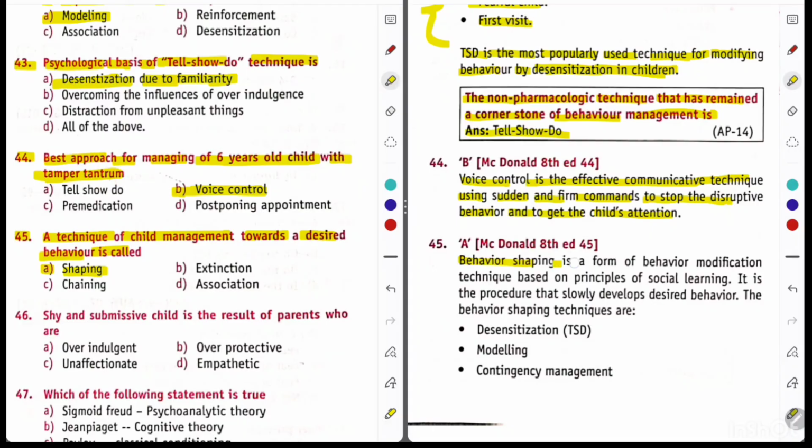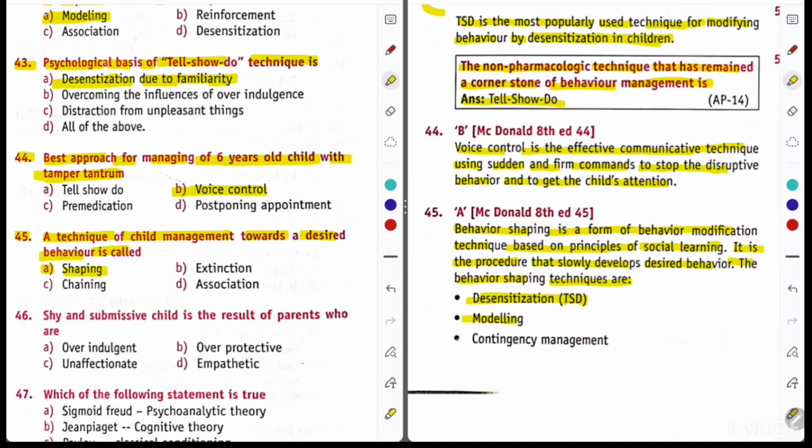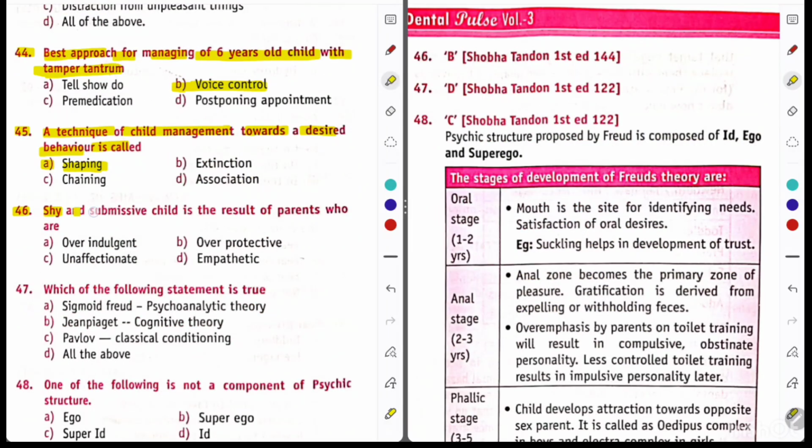Behavior shaping is a form of behavior modification technique based on principles of social learning. It is the procedure that slowly develops desired behavior. The behavior shaping techniques are desensitization, tell show do, modeling, and contingency management. Now question 46. Shy and submissive child is the result of parents who are. So the answer is option B, overprotective. Shy and submissive child is the result of parents who are overprotective.